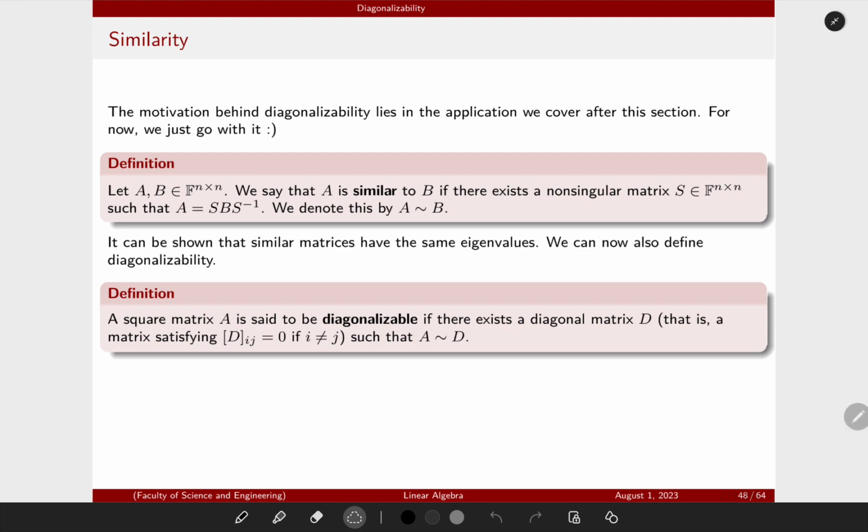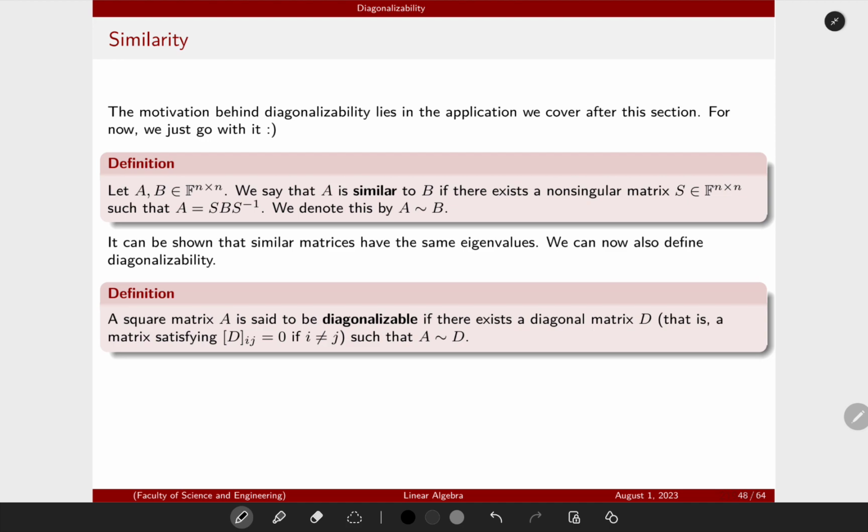So we now define diagonalizability. A square matrix A is said to be diagonalizable if there exists a diagonal matrix D such that A is similar to D. Basically, that means A is diagonalizable if we can write A as X D X inverse, where this D in particular has to be diagonal. That means the only non-zero entries in the matrix are on the diagonal. Everything is zero except on the diagonal.